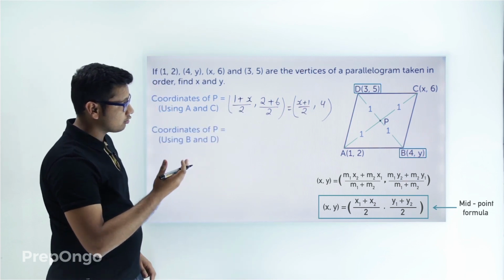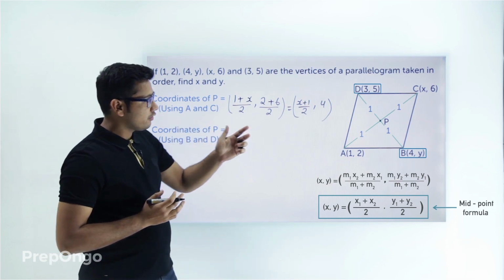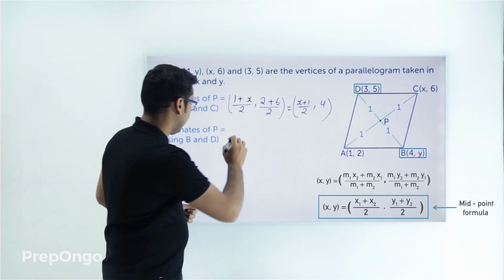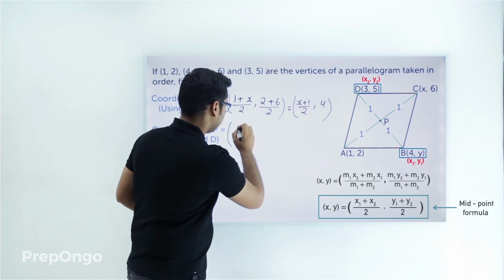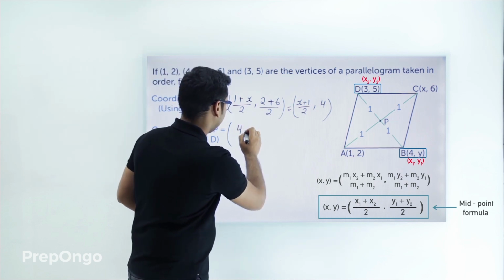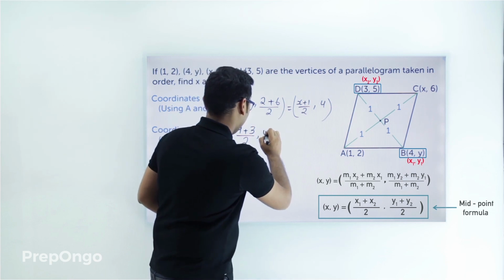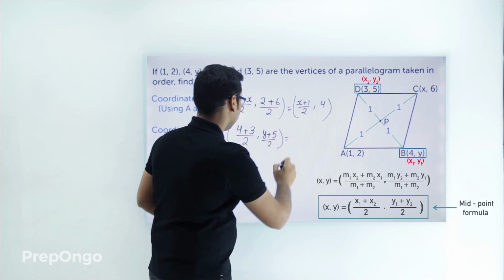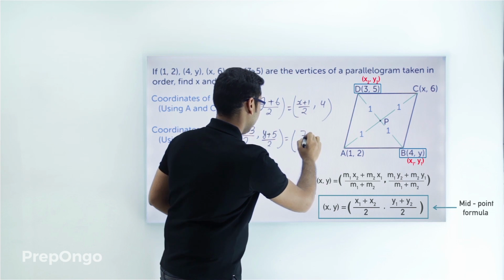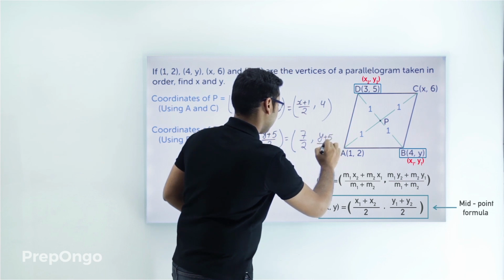Now we can again find the coordinates of P by using B and D, since it is also the midpoint of B and D. So again we can apply the midpoint formula. This time x1 is 4 and x2 is 3, so this will be (4 plus 3) by 2, comma y1 is y and plus 5 upon 2. So we can solve it further. This will be 7 by 2, since 4 plus 3 is 7, and this will be (y plus 5) by 2.